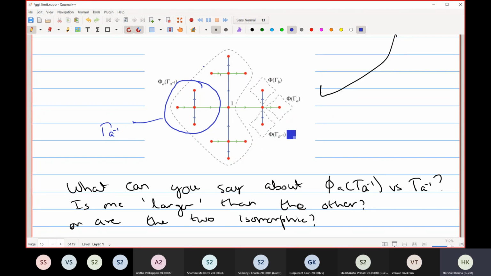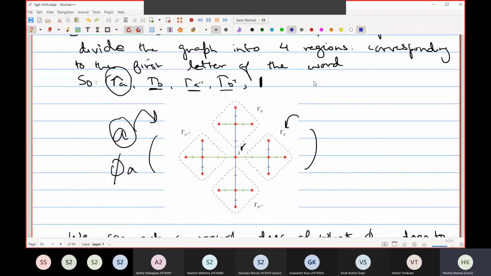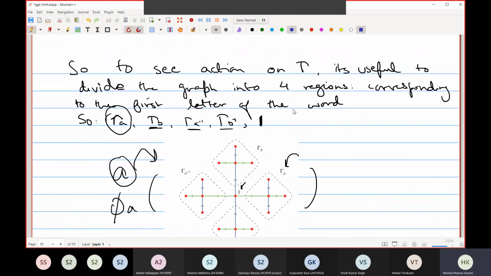So what can you say about the size of these two? The image of TA inverse versus TA inverse. Anyone? Is one larger than the other, or are these two the same? They are also isomorphic, right? Yeah, correct. Both of these are isomorphic. Again, that draws back to the fact that all edges look the same. The distortion is because of how we drew the graph.